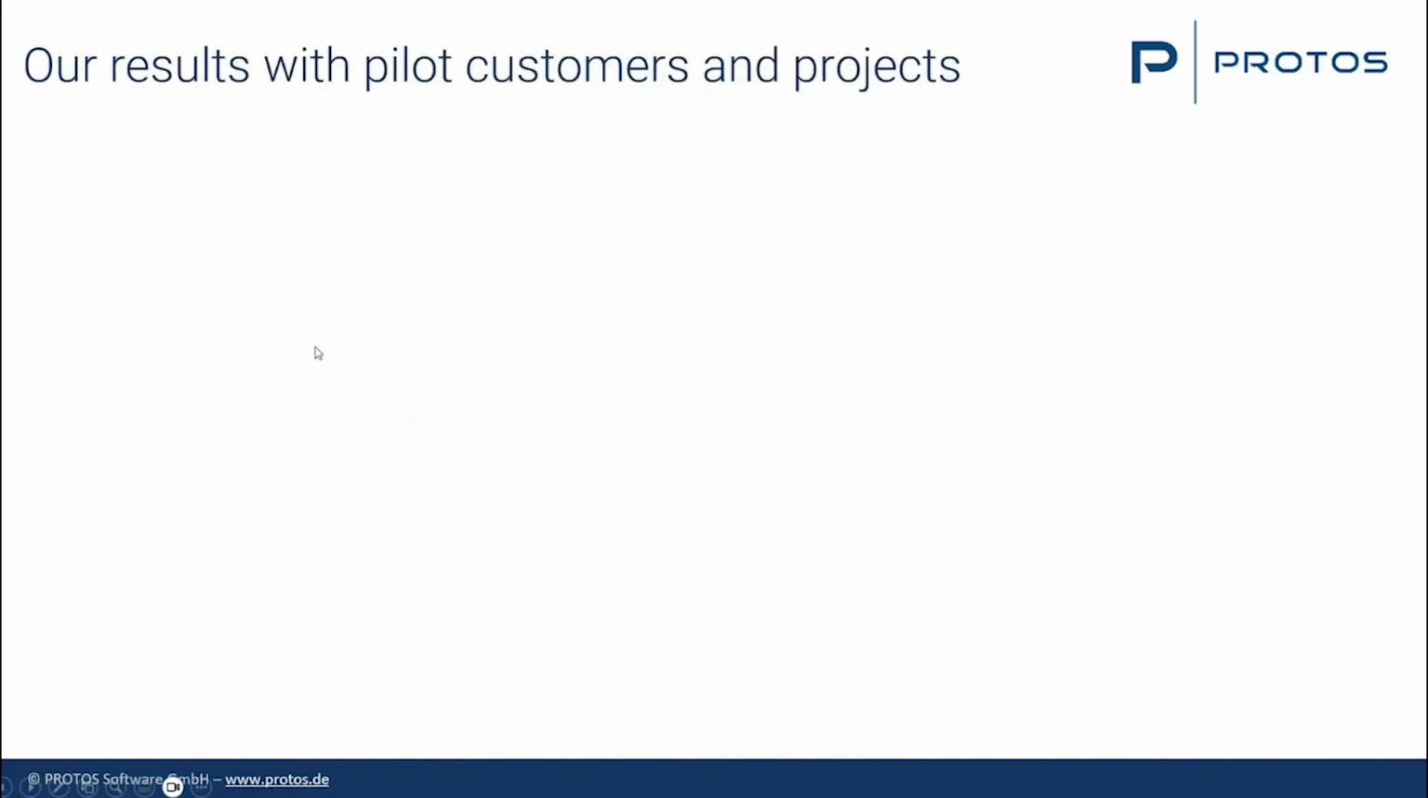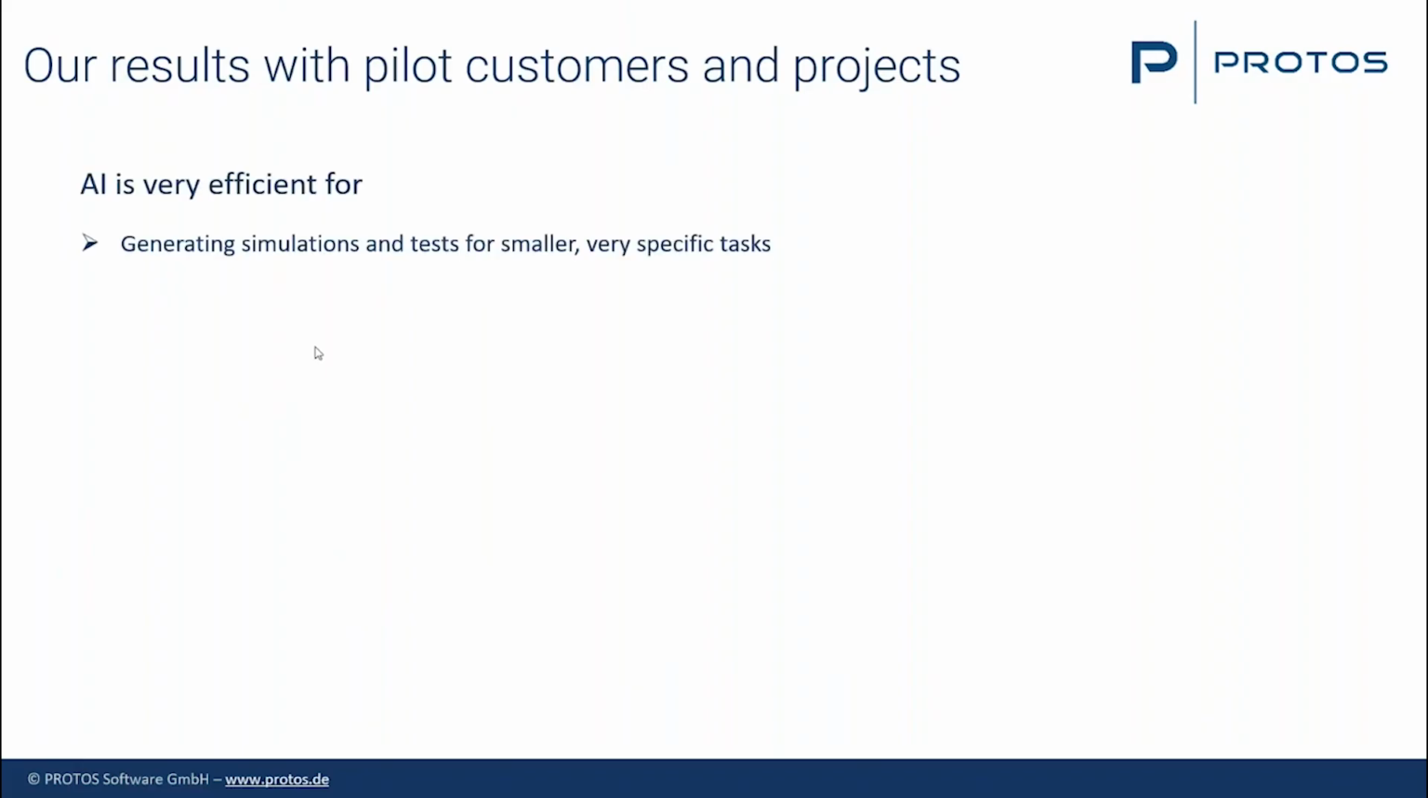Now, our results with the pilot customers and projects. So it's in production for, let's say, smaller first projects, first with friendly customers. So AI is very efficient for generating simulation and tests for smaller, very specific tasks. The more specific, the better the results. I guess that holds in general for AI-generated code.